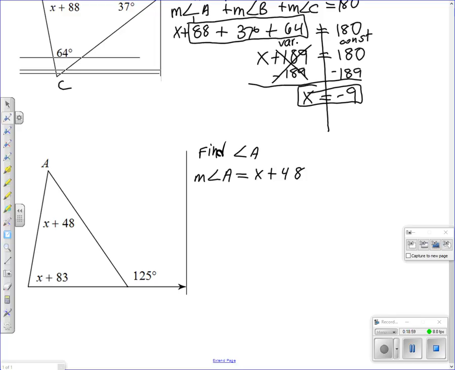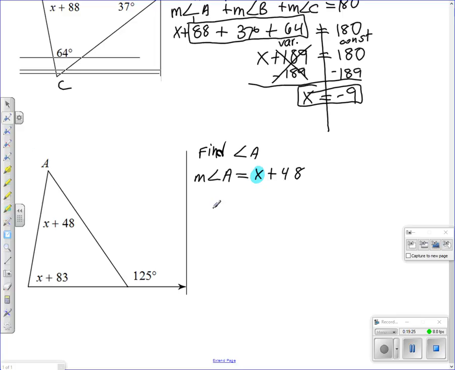Now, if you give me that answer, I'm going to mark it wrong because I need a number. I don't need the x. But if I knew the x, I could tell you the answer. So if x is 0, 0 plus 48 will give me 48. So angle A is 48. If x is 10, 10 plus 48 will give me 58. So the real question is not what is the angle, but what is x.